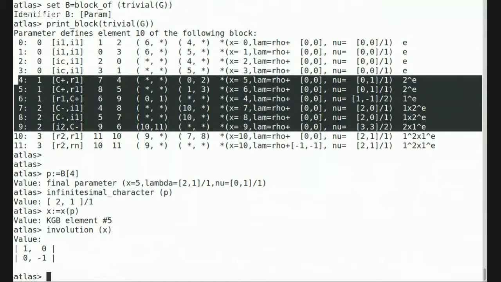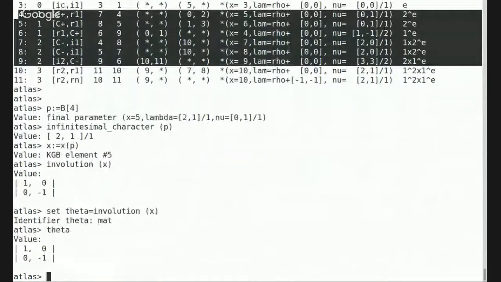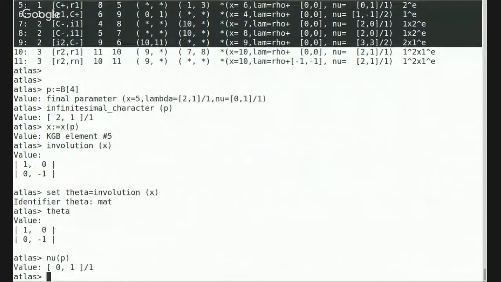Let's see, what did I want to say? So, well, it's worth looking at this involution. Let's give it a name. Theta is this involution, and so in particular, the -1 eigenspace of this involution is the second coordinate. And notice that nu of P indeed lives in the second coordinate.